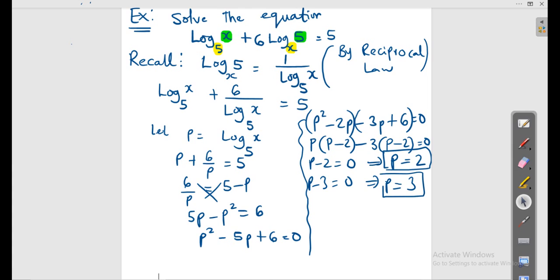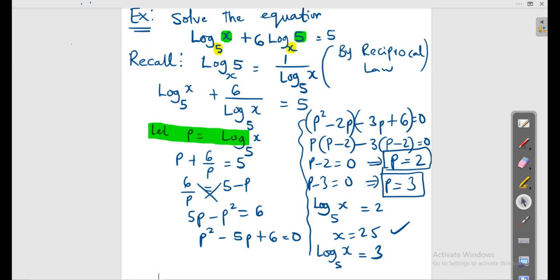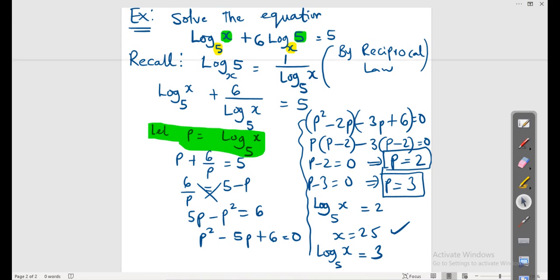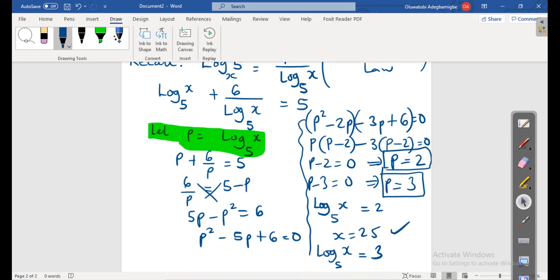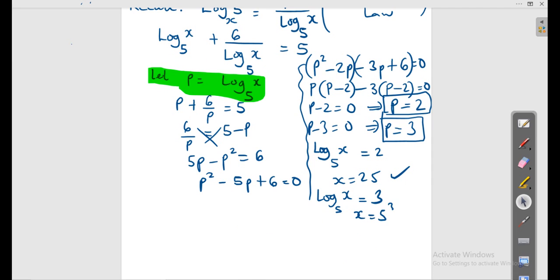But note, we are not looking for p, we're looking for x. We represented p to be something. So we can say log x base 5 equals 2, which means that x is 25. And log x base 5 equals 3, so x is 5 raised to the power 3, and that is 125. Therefore, x is 25 and 125.